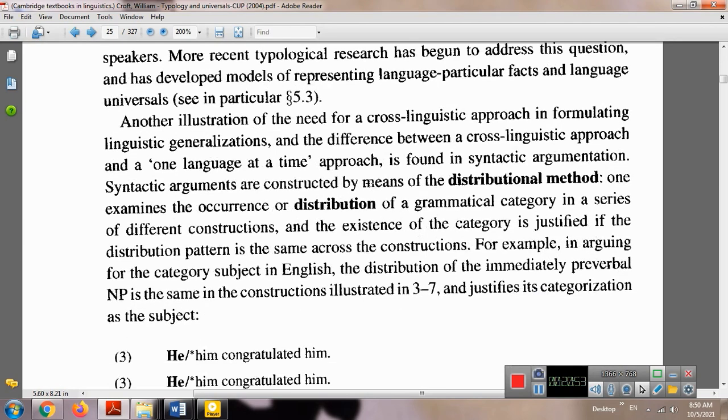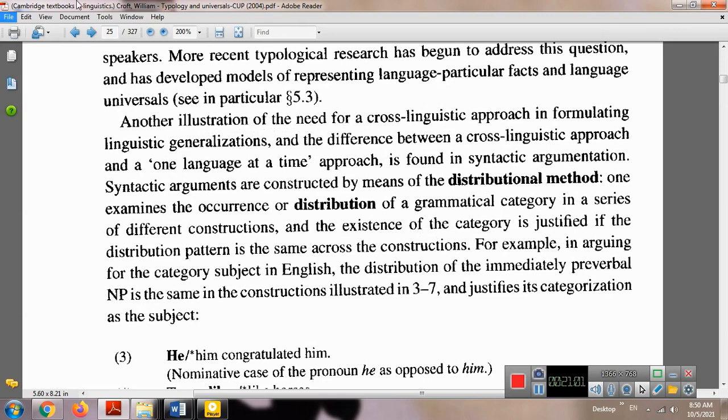More recent typological research has begun to address this question and has developed models of representing language particular facts and language universals. Another illustration of the need for a cross-linguistic approach in formulating linguistic generalizations, and the difference between a cross-linguistic approach and a one language at a time approach, is found in syntactic argumentation. Syntactic arguments are constructed by means of the distributional method. One examines the occurrence or distribution of a grammatical category in a series of different constructions, and the existence of the category is justified if the distribution pattern is the same across the constructions.